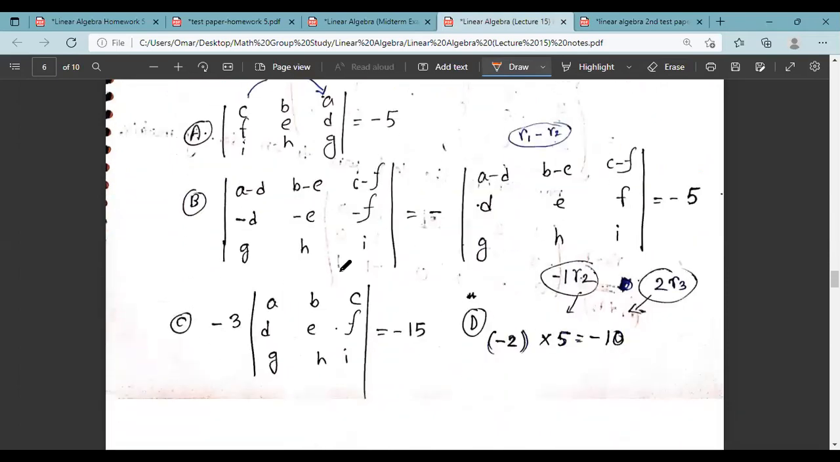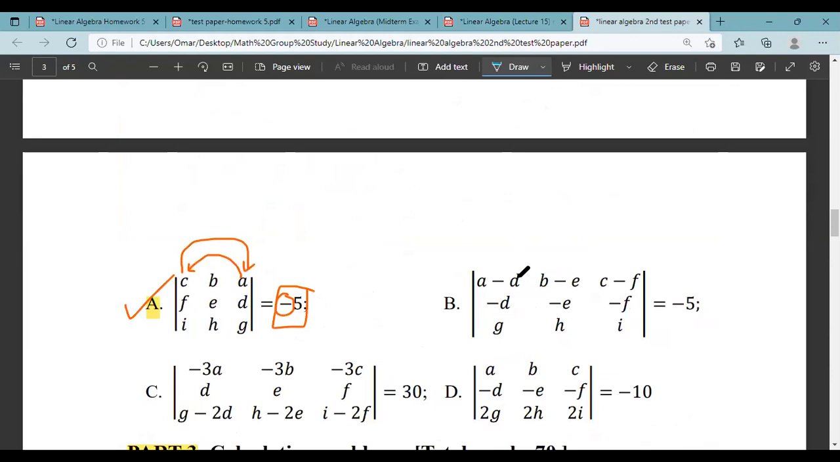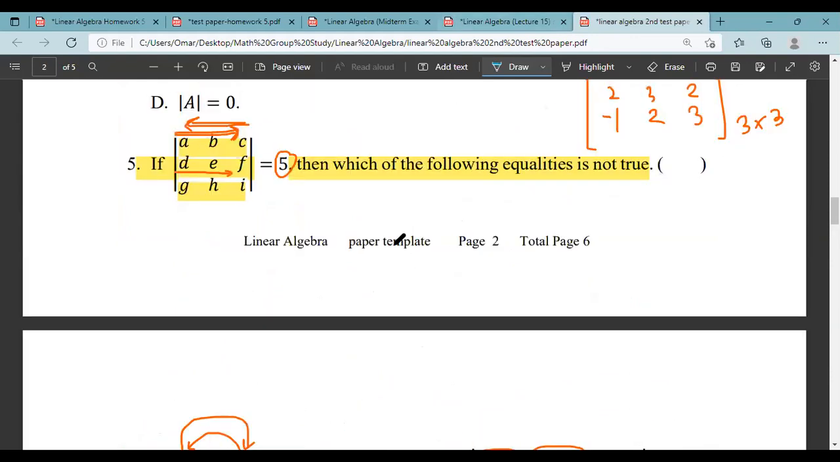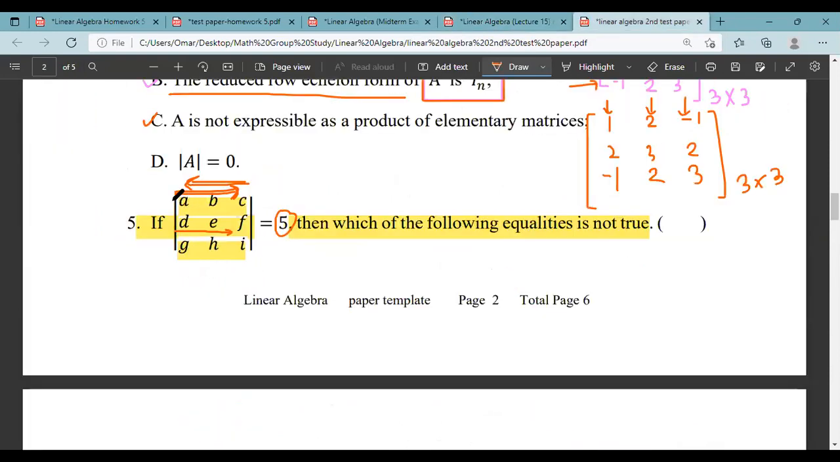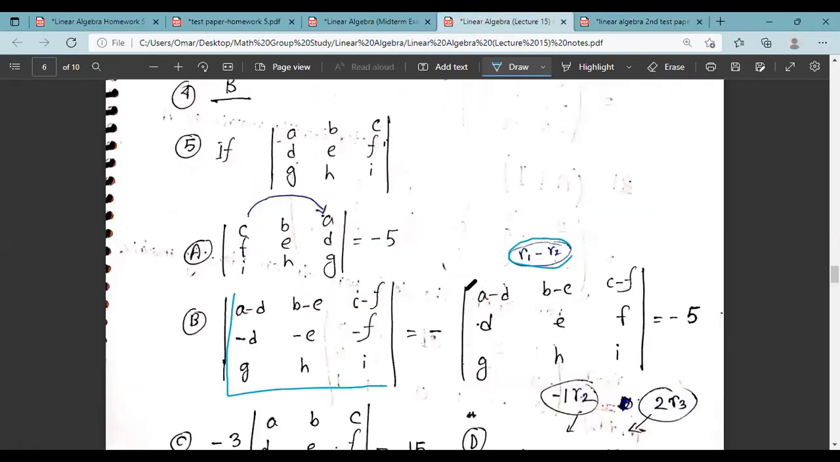And then the next one, it is A minus D, B minus E, and C minus F. So if you have a closer look here, they have done a row operation, that is row 1 minus row 2. Okay, row 1 minus row 2, like this way. A minus D, B minus E, and C minus F. So they have done this row operation.